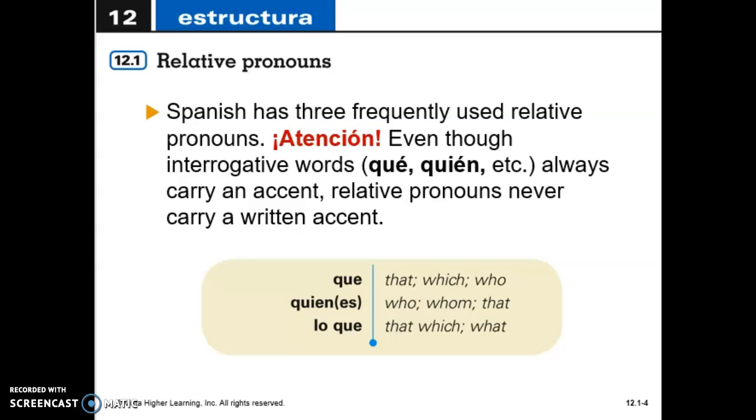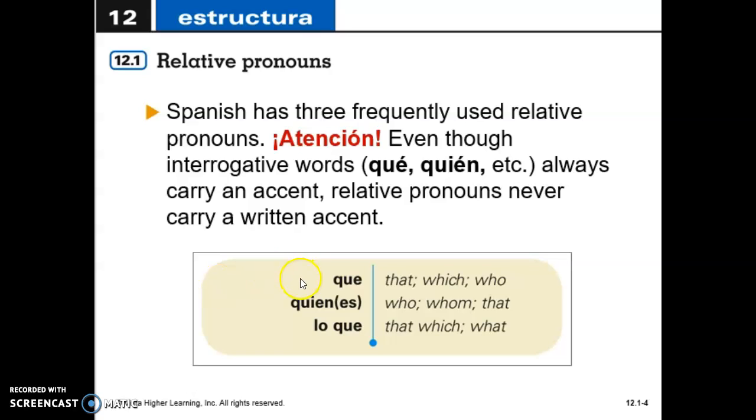So like I told you before, we have several relative pronouns, but this time we're going to focus on 3 of them, and you're going to have them here in this little table. And we have que, we have quien, and lo que. Okay, so you're going to see on the second one we have quienes, because of course we also have to make sure that this matches singular or plural. Que, quien or quienes, lo que.